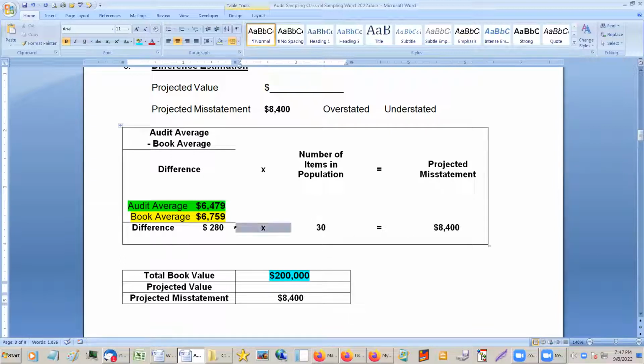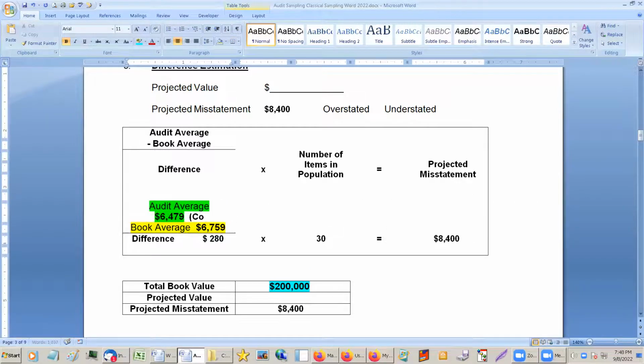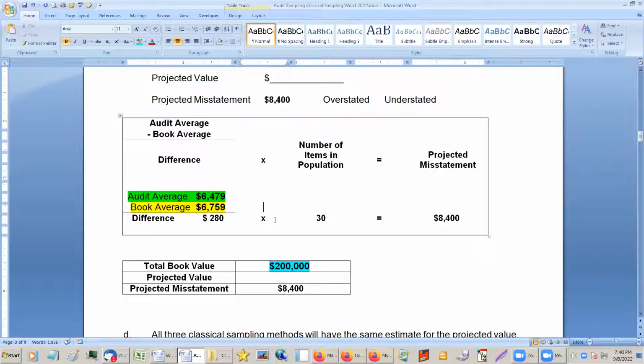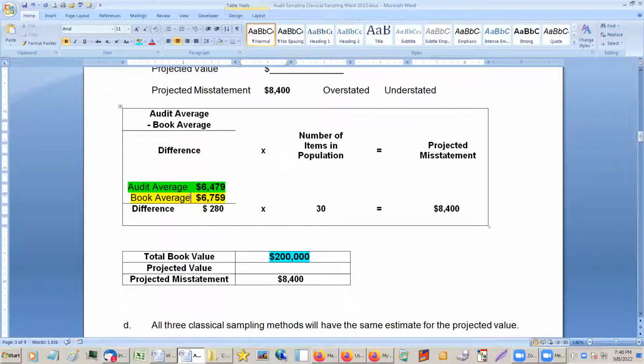Okay, now each of these accounts, are they overstated or understated? Of the book accounts. What do you mean? Like the difference between the book average and the audit average? Yeah, is the book average overstated or understated? Well, if the audit average is more correct, then technically the book average is overstated. Correct. Yep. So this is overstated.